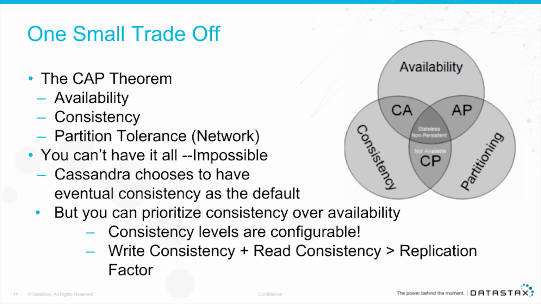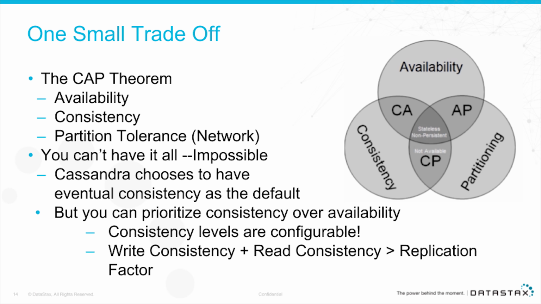So what Cassandra decides to do is it wants to be highly available. And because of that, it chooses that it's going to have eventual consistency. So that's the default. But you can prioritize the consistency of your data over availability. So these are all configurable things. It's just really about what's important to you. Think about whether you have data that's important to you or data that maybe is not as important, like likes on a Twitter tweet. So like I said, the consistency levels are configurable. And here's another easy equation: as long as the write consistency plus the read consistency is greater than your replication factor, you have strong consistency.